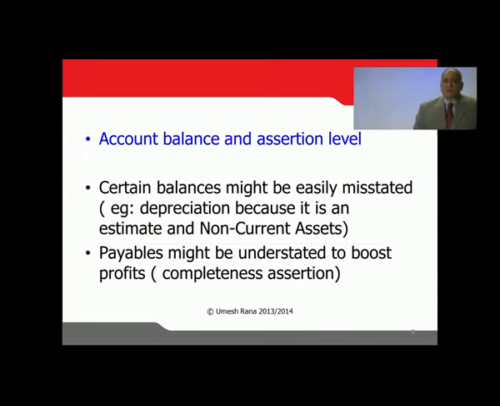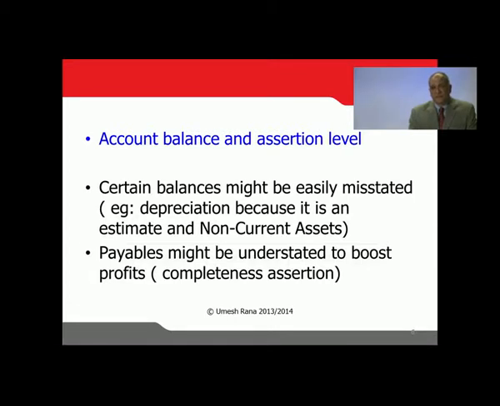We then come down to inherent risk at the account level and the assertions which underlie balances. Certain balances in the financial statements are more likely to be misstated. For example, if you take non-current assets, there's a greater likelihood of misstatement there because of depreciation. Depreciation is an estimate. Estimates can vary and estimates might be wrong. Therefore, there's a greater likelihood that non-current assets can be misstated.